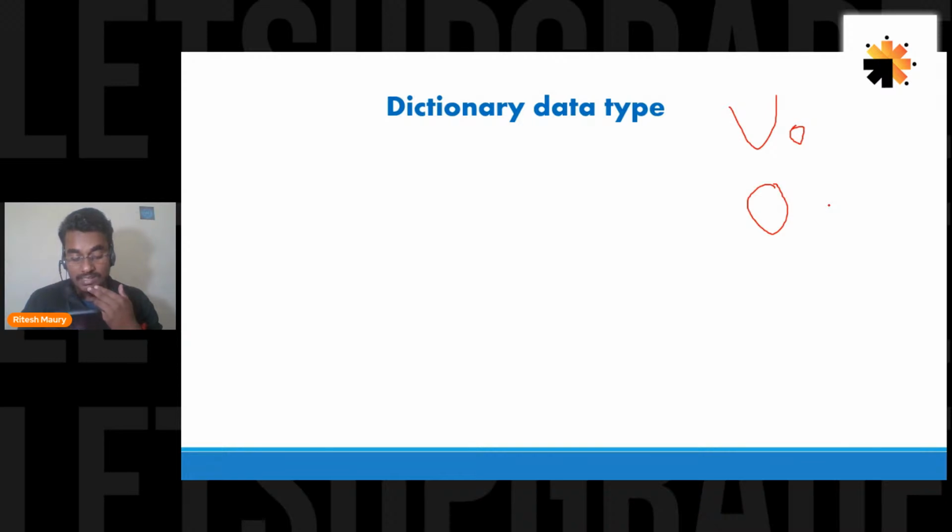Somebody is writing it's mutable. Yes, it's okay, we'll tell you. Not ordered, unordered. Okay, if it's unordered, then obviously there are no indexes available. Somebody is writing ordered. Yeah, no, everyone is writing unordered. Yes, dictionary is unordered, meaning there are no indexes available in the dictionary, right?